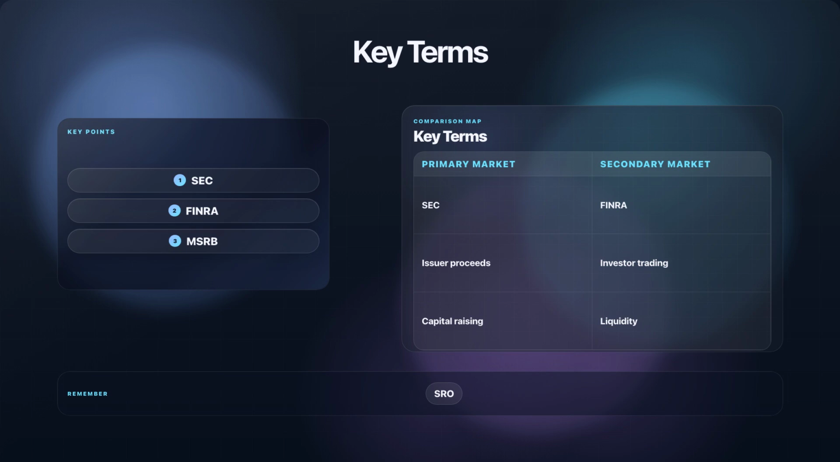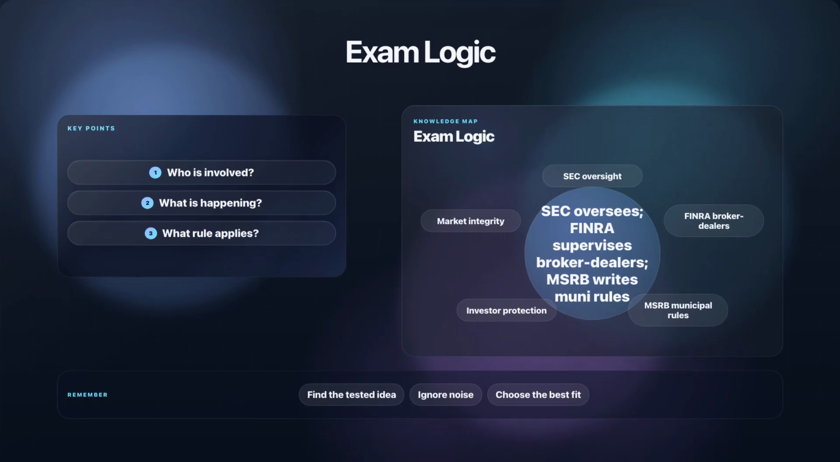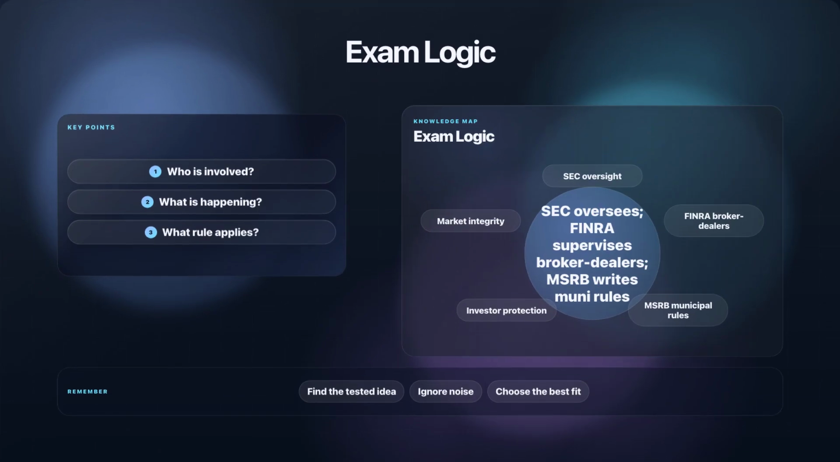The SIE often rewards candidates who can recognize a term and then connect it to the correct function, risk, document, or rule. When a question tests regulatory roles, ask 4 questions. Who is involved? What is happening? What concept is being tested? And which answer best fits that concept? This approach keeps you from chasing every extra detail in the stem.